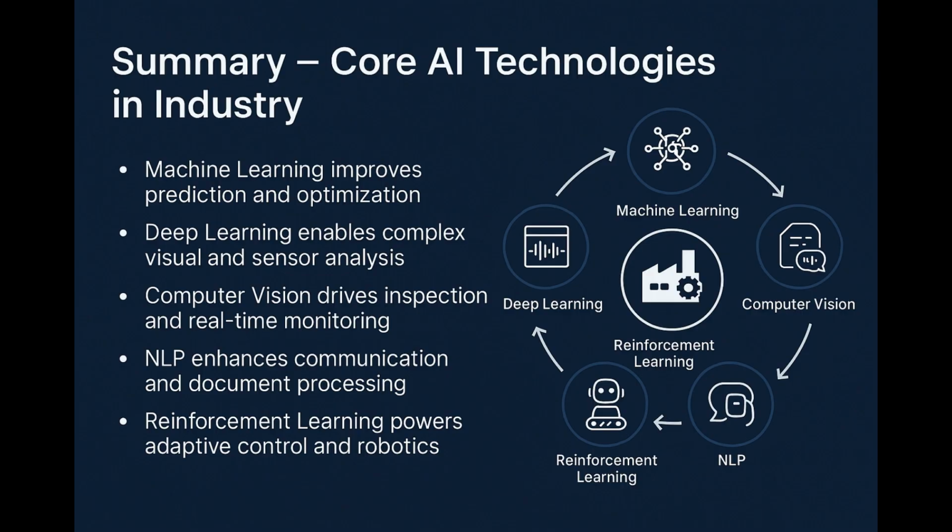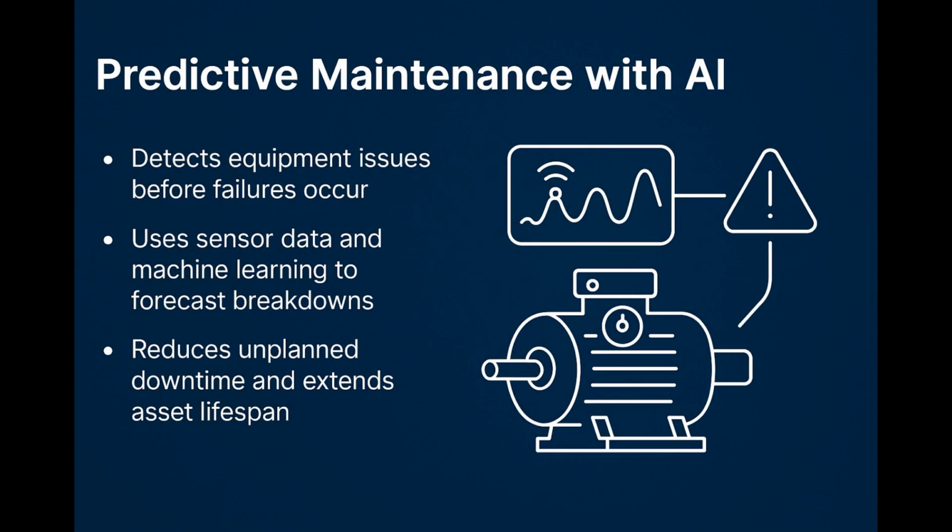Now that we've explored the tech, let's see how these tools are being applied in real-world industrial settings. Predictive maintenance is one of the most impactful applications of AI in industry. It shifts maintenance from a reactive or time-based schedule to a condition-based, data-driven strategy. Instead of waiting for a machine to fail or replacing parts at fixed intervals, AI models can analyze sensor data to forecast when a component is likely to break down.